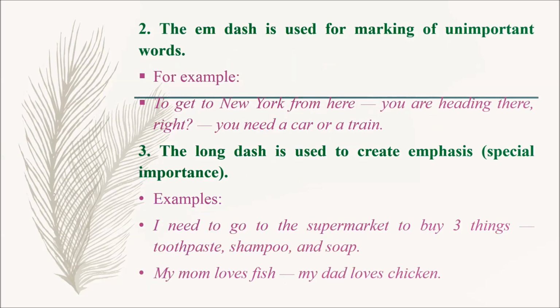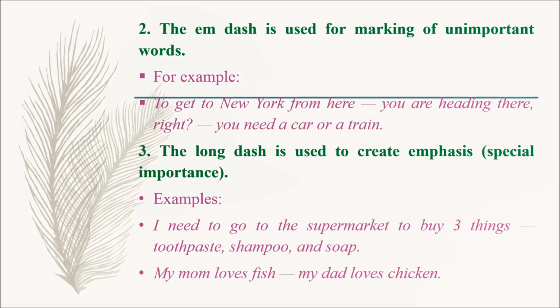Now let's see the second usage. The em dash is used for marking off unimportant words. For example, to get to New York from here, you are heading there, right? You need a car or a train.